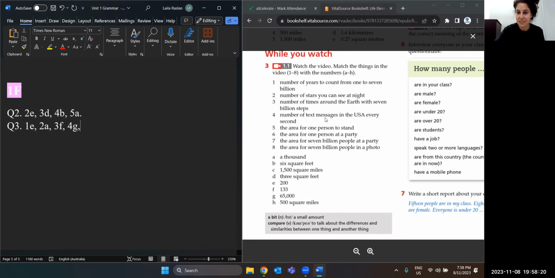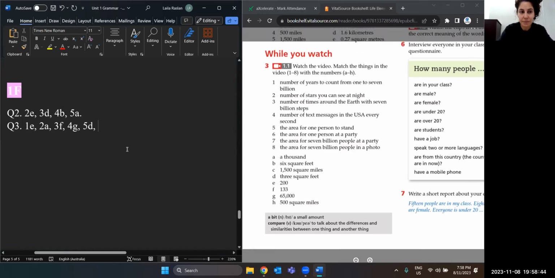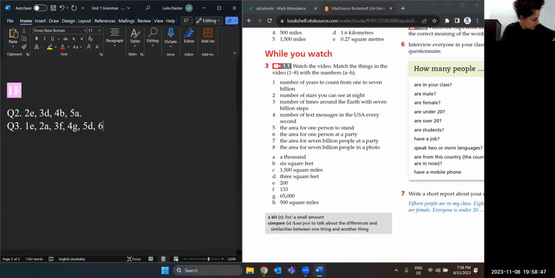People send messages. What's the number for one person to stand? The area, sorry. D, 3 square feet. So we know that's in American, but 3 square feet. And the area, that means like the space. So how much space can one person take at a party? B, yep. B is 6 square feet.